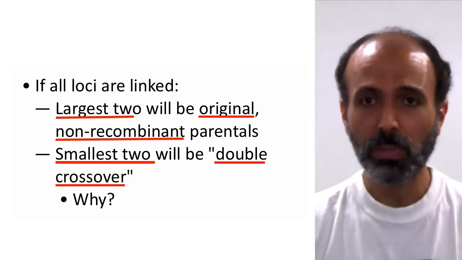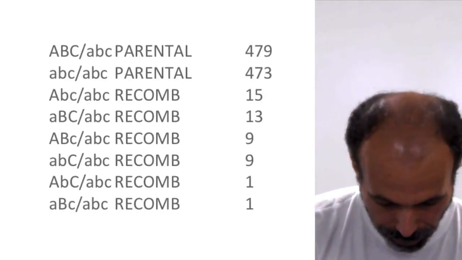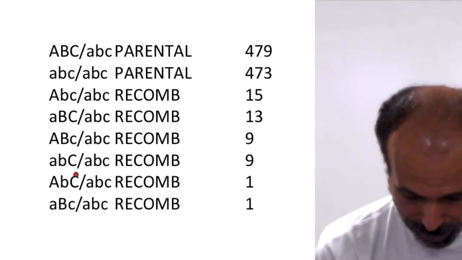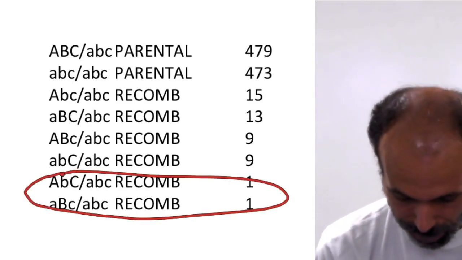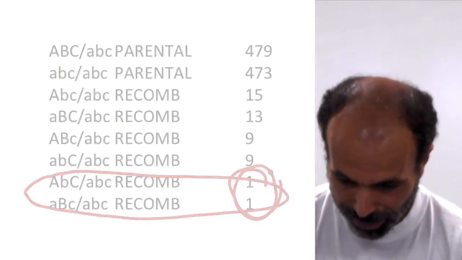Well, why is that? Why is the smallest two the double crossover? Let me go back just to show you that for a second. These down here were the double crossover types. And you see that they were the least abundant among all the offspring. So why is that the case?